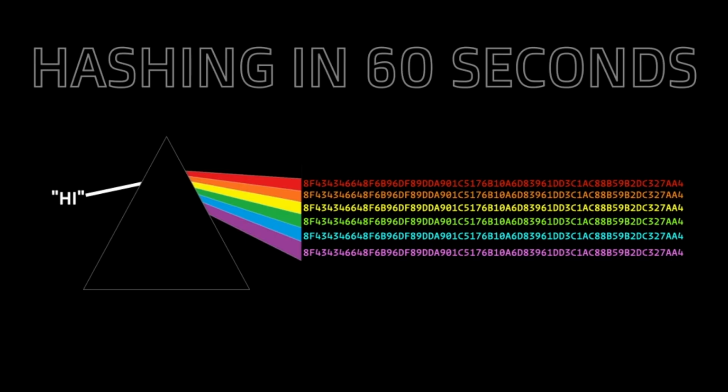This is hashing in 60 seconds. A hash is produced by a hashing algorithm. It's a unique signature for a set of binary values. A usable hashing algorithm has 4 distinct traits. They need to be deterministic, which means you can rerun the same algorithm over the same data and you'll get the exact same result.